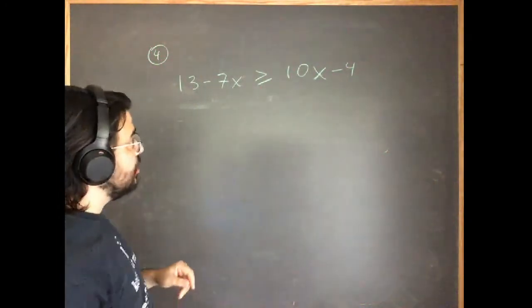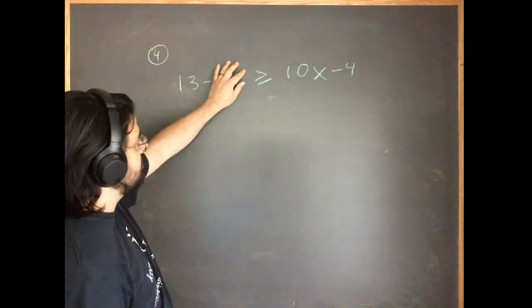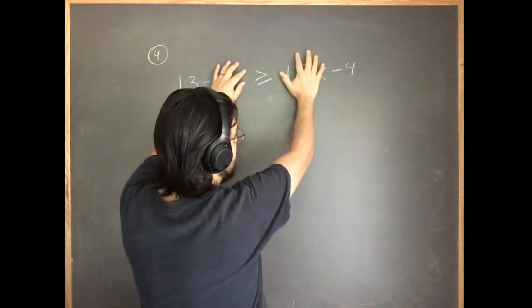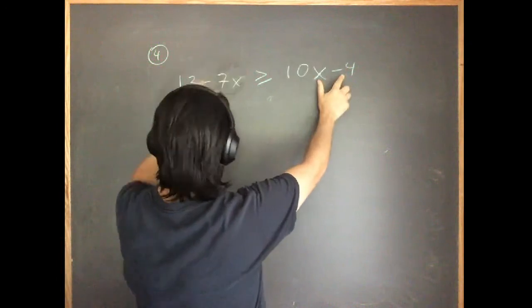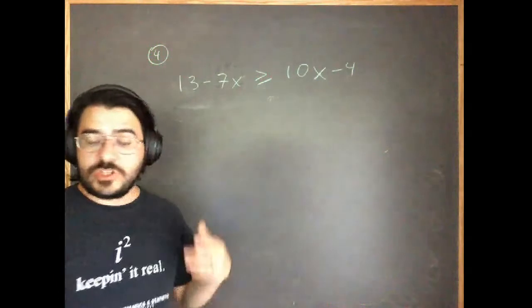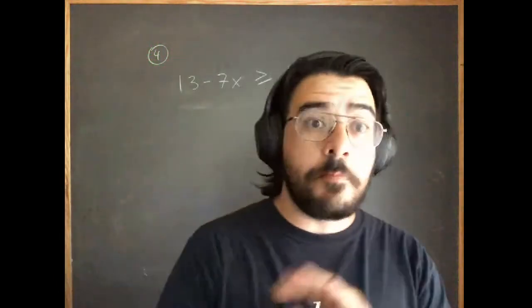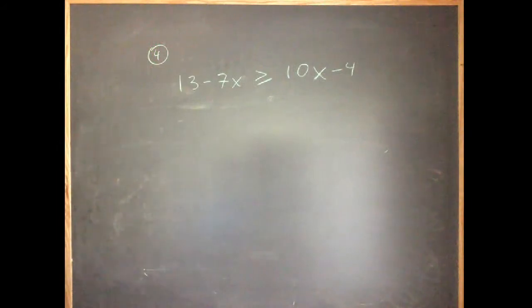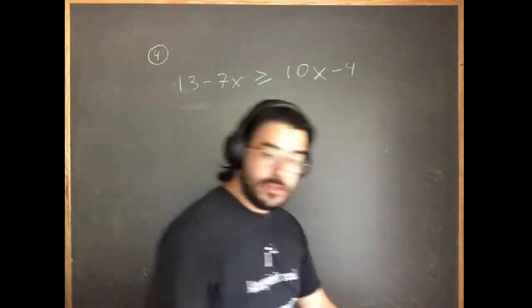If I were to plug in 0 for x, this part would disappear and I'd get 13 on this side. And on this side, this part would disappear and I'd get negative 4. And 13 is indeed bigger than negative 4. So x equals 0 is a solution to this inequality, but there are many other solutions as well. There are, in fact, infinitely many different solutions, and we'll need to write down the set of solutions in terms of an interval.